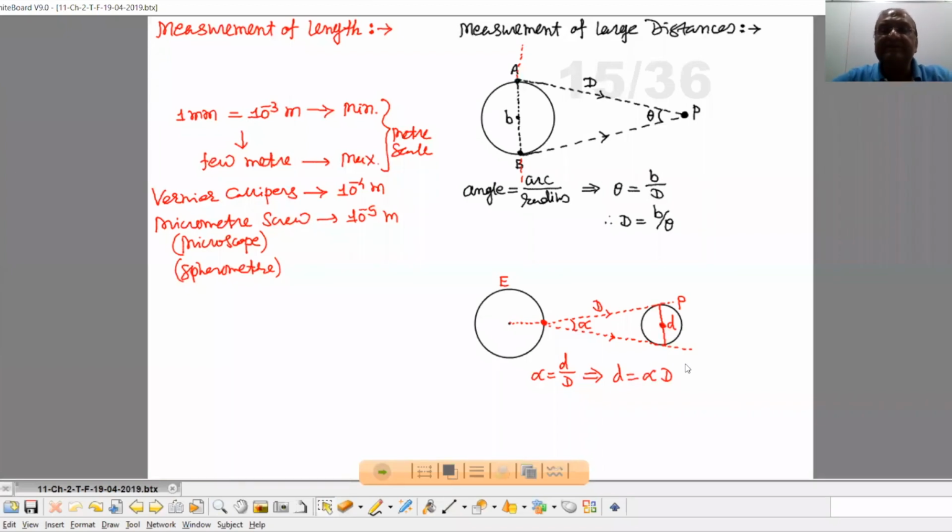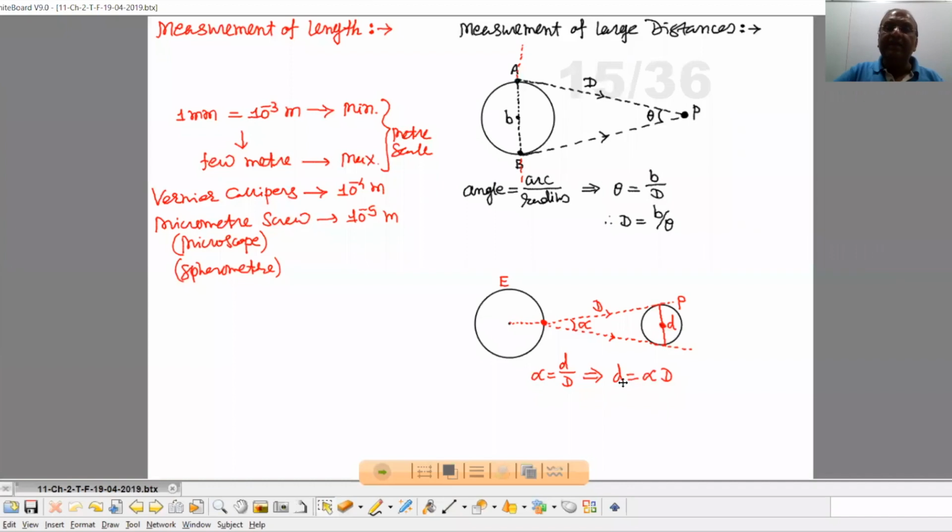So now again we can say the diameter of the planet subtends an angle alpha at this particular position at the surface of the earth. So again we can write angle is arc upon radius. The radius is nothing but the distance between the earth and that planet, which we already calculated in the parallax method. Now we have capital D. This alpha we have to measure at the surface of the earth. Clear? So alpha is measured, D is already calculated.